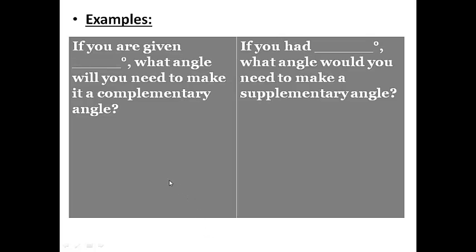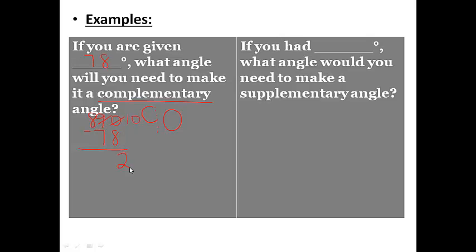Alright, here's some examples. So if you're given 78 degrees, what angle will you need to make a complementary angle? Now don't forget, complementary angles are 2 angles put together to make how much? Remember, we think C, so to make 90 degrees. So I have 78 and I need to get to 90. So we're going to do what operation? We should do 90 minus 78, and that'll give us our missing angle. So we just do some simple subtraction.